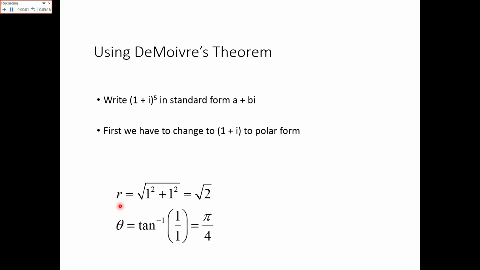Now again we have a numerical. The statement is (1 plus iota) raised to power 5. In standard form a plus bi we have to find it out. Now this number is in the standard form a plus bi.